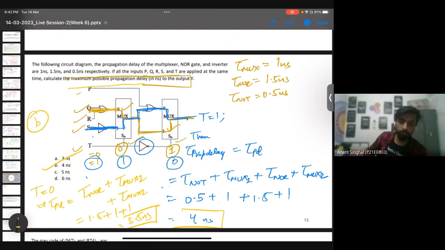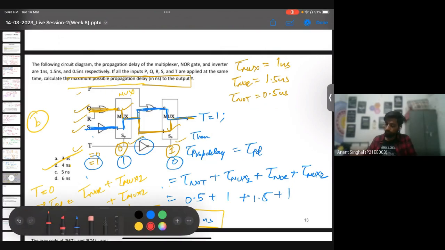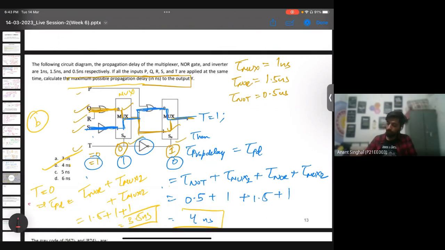I hope it is clear. It is quite basic. You just need to be familiar with combinational circuits and how they work, and in this question, how a mux works. So I'll give you 2 minutes to note down the solution, then we will proceed to the next question. The correct answer is option number B.